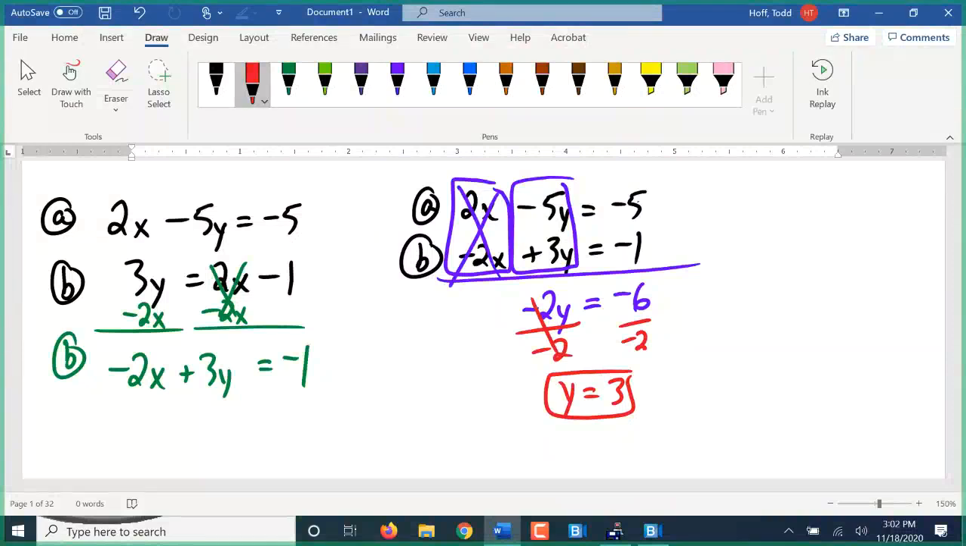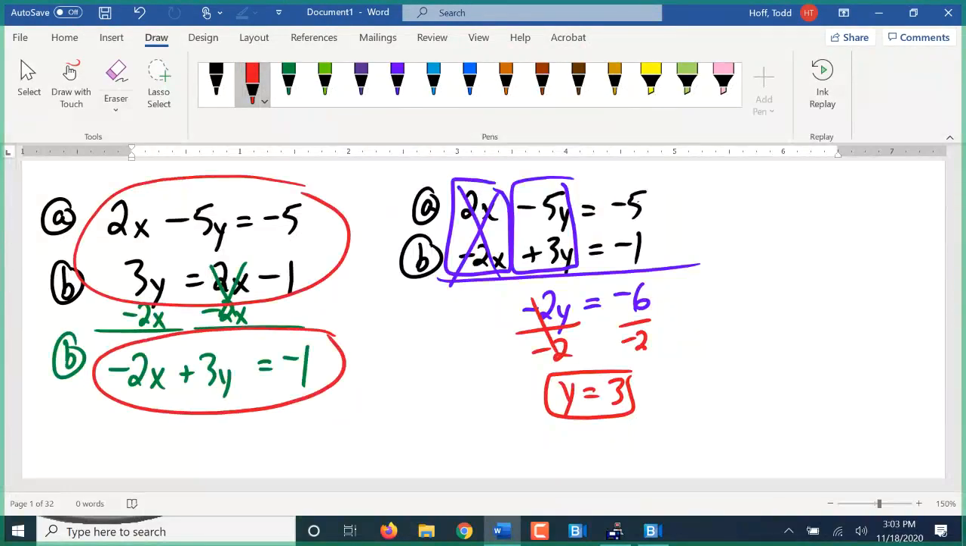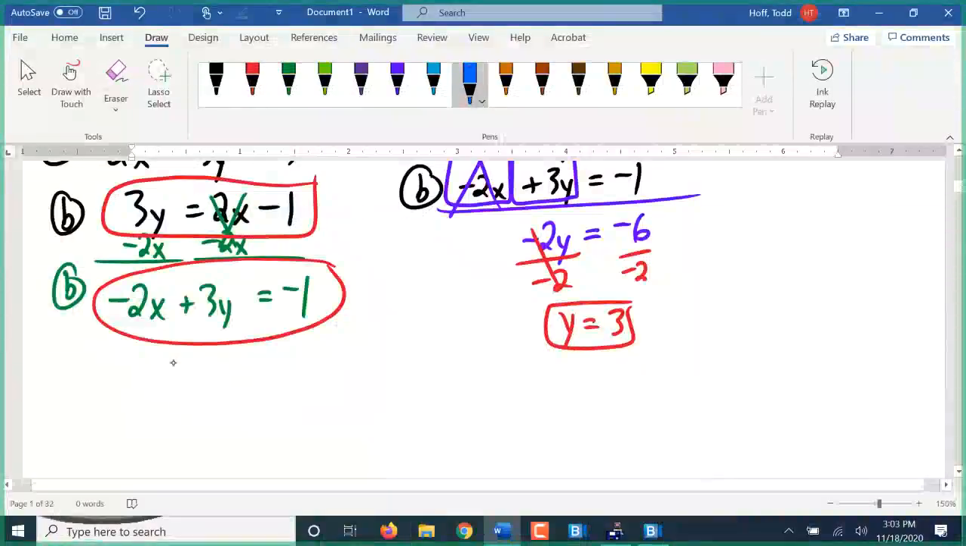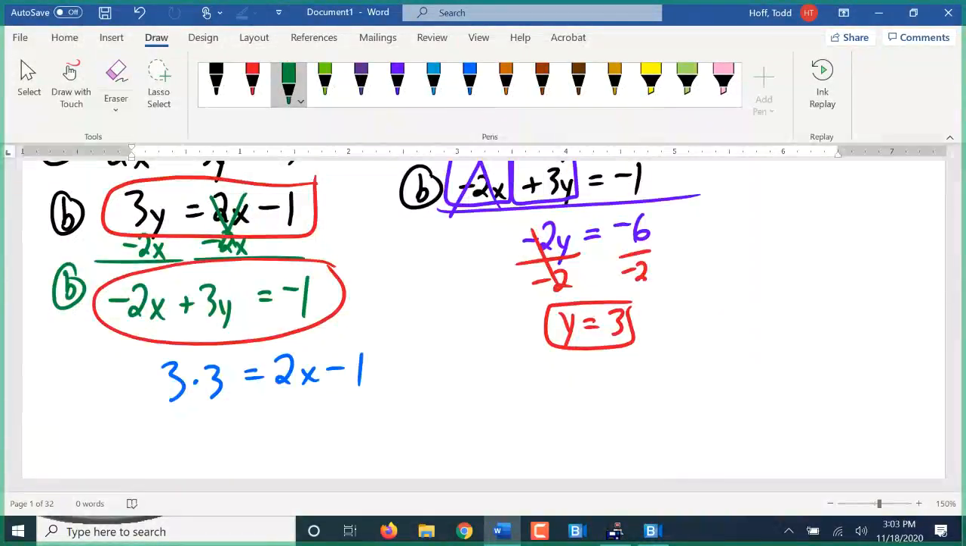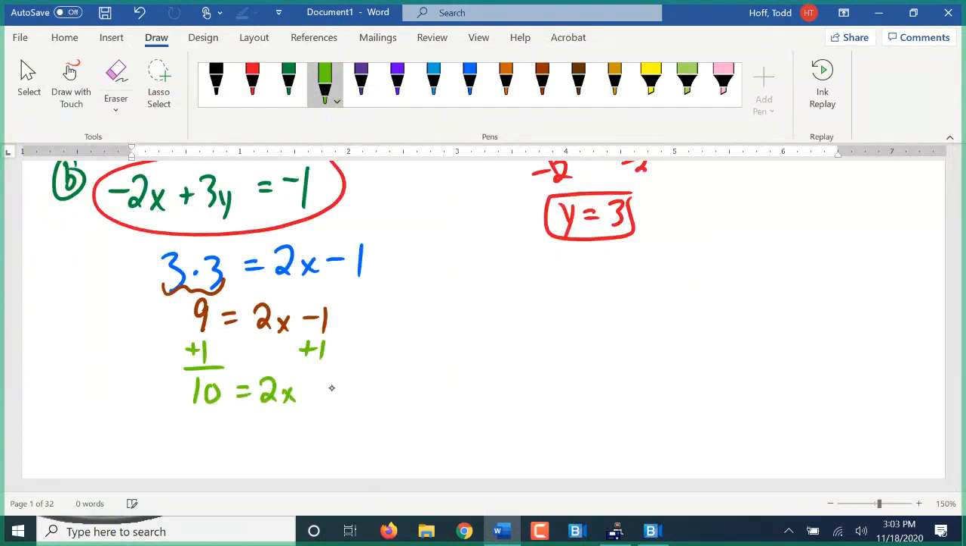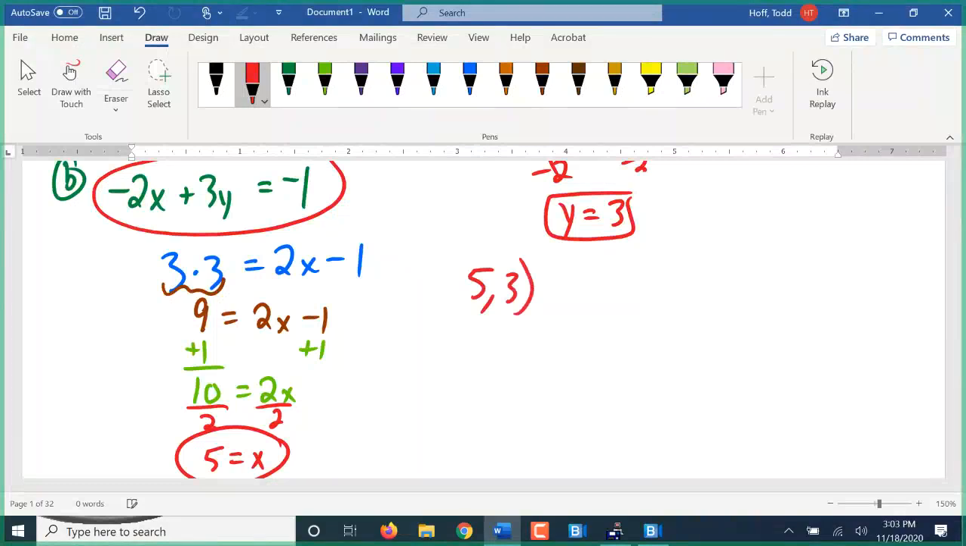Now to find x, I can go back to one of the original equations, or I can go back to the one that I solved for. In this case, I'm going to go back to this original one, the bottom one, because that already has x and y on opposite sides of the equation. So I'm going to put in there 3y becomes 3 times 3 equals 2x minus 1. Well, I'll combine, 3 times 3 is 9 equals 2x minus 1. I'll add 1 to both sides, giving me 10 equals 2x. Then we'll divide by 2. 5 equals x. So our solution here, x equals 5 when y equals 3.